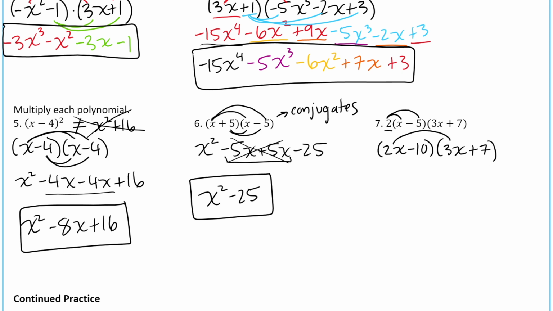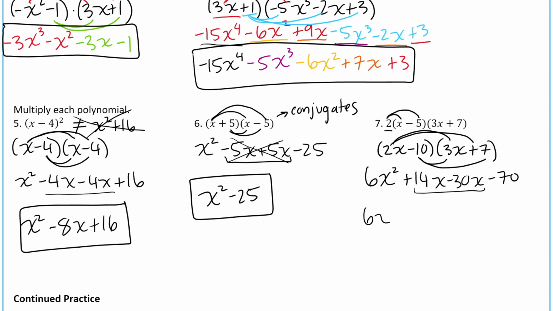So 2x times 3x is 6x squared. 2x times 7 is plus 14x. Negative 10 times 3x is minus 30x. And negative 10 times 7 is minus 70. Combine the like terms. I get 6x squared minus 16x minus 70. And there you go.